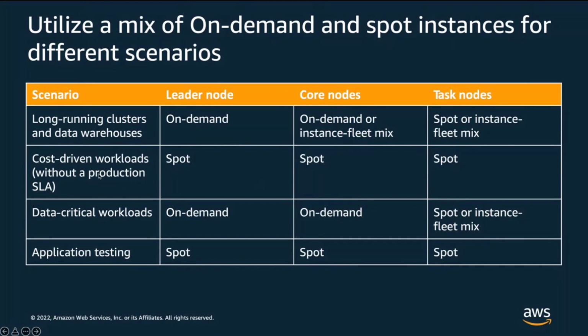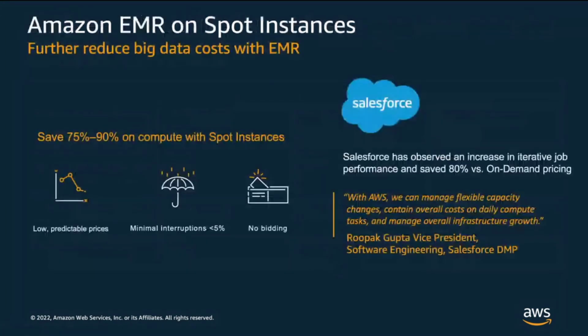If you have some production load where there is no SLA and it is cost driven, you can go with Spot instances for all three nodes. For data critical workloads, we definitely recommend on-demand instances for the leader and core nodes, and the task node should be Spot or an instance fleet mix. For the QA environment and lower environments, you can go with Spot instances because it will definitely bring the cost down. So this is the common scenario which we presented to customers so that you can utilize Spot instances in a better way without any data loss.